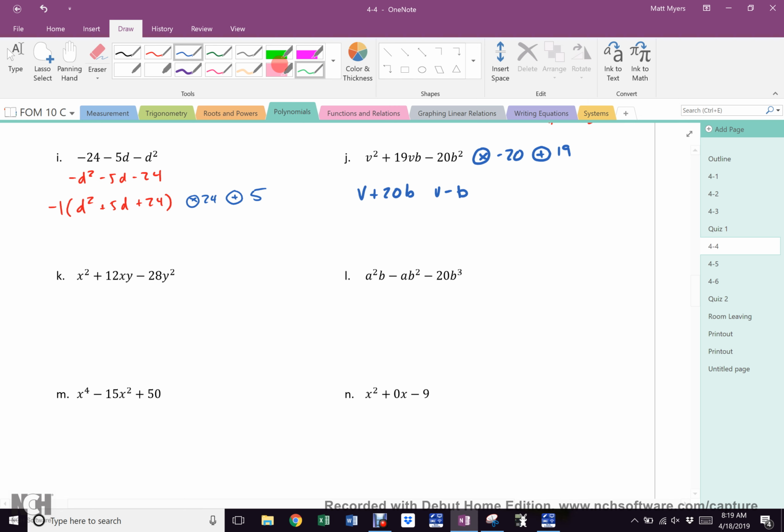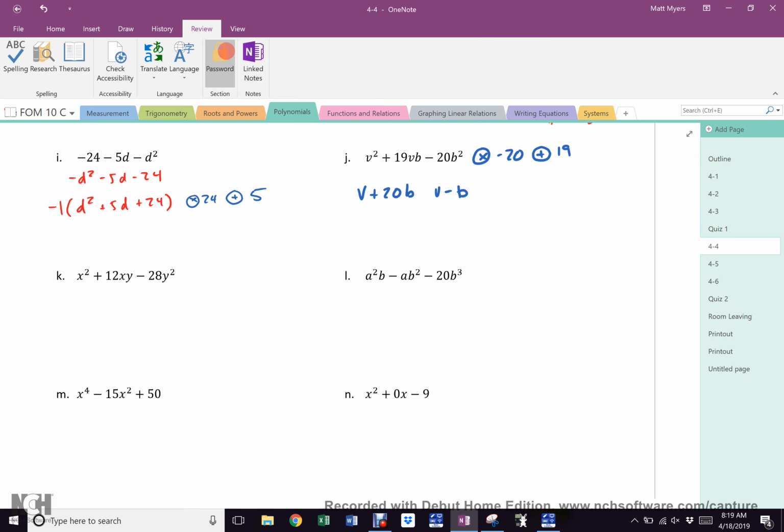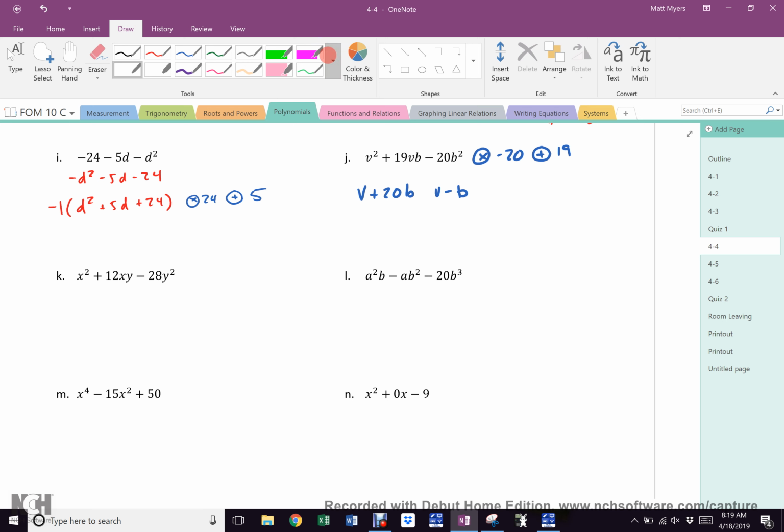What about this one? Again, if those weren't there, you can do it in your sleep, right? So, I need to multiply to what? I need to multiply to negative 28 and add to 12. What are they? 14 and negative 2, because 14 minus 2 is 12. So it's x plus 14y and x minus 2y.